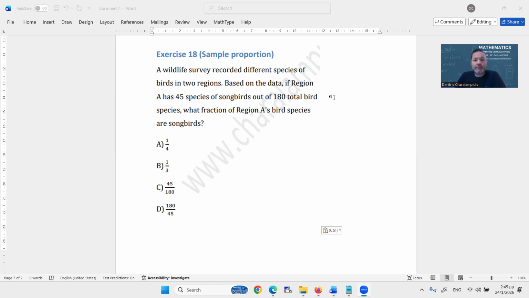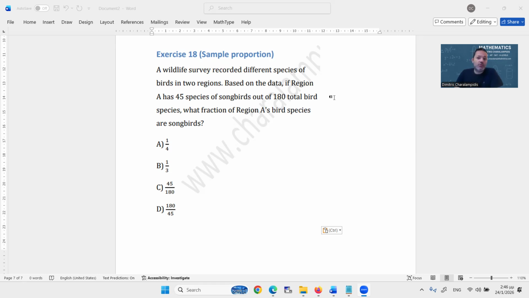A wildlife survey recorded different species of birds in two regions. Based on this data, if region A has 45 species of songbirds out of 108 total bird species, what fraction of region A's bird species are songbirds?